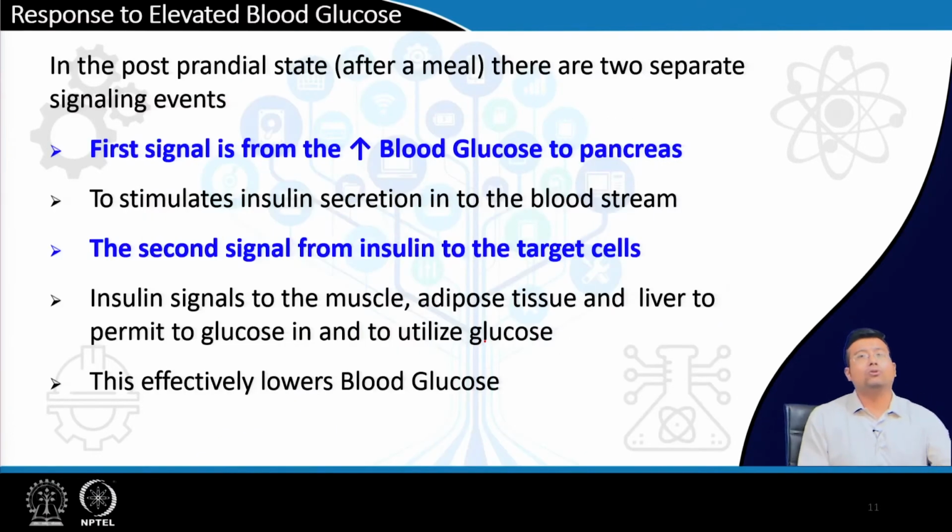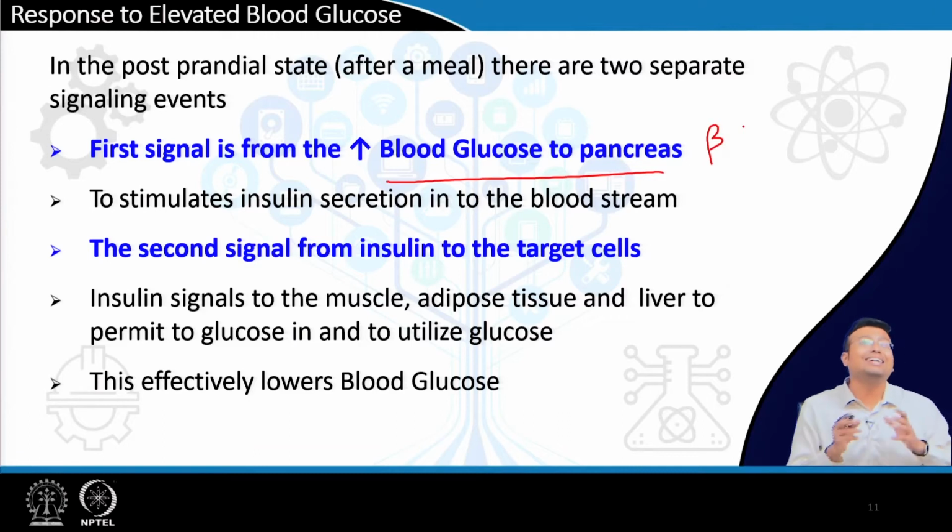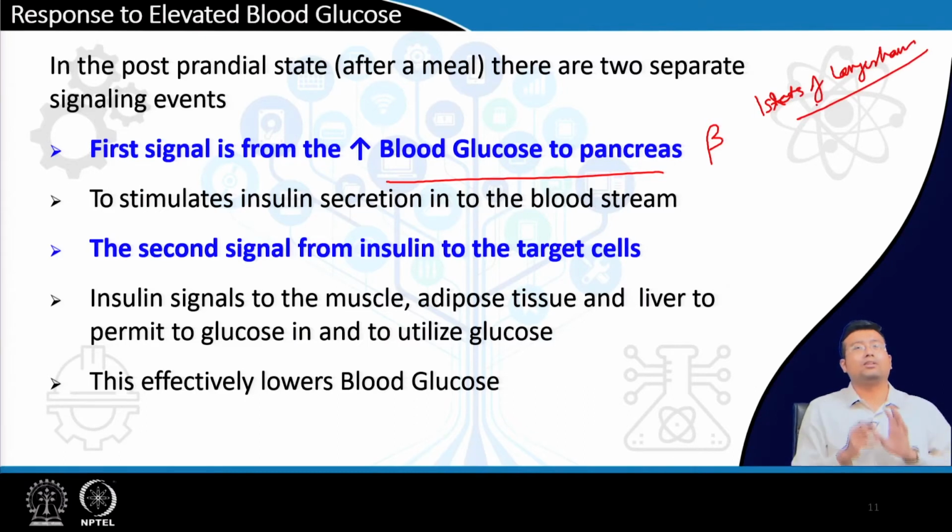What will happen when the blood glucose level is high? When blood glucose level is high, there are two separate signaling events. The first signal is that the blood glucose level is very high, and this is given to the pancreas. What does the pancreas do? Beta cells of the islets of Langerhans of the pancreas secrete insulin, and the second signal is actually from insulin to the target cells. Insulin promotes anabolism.